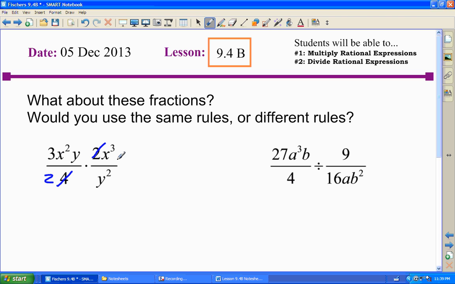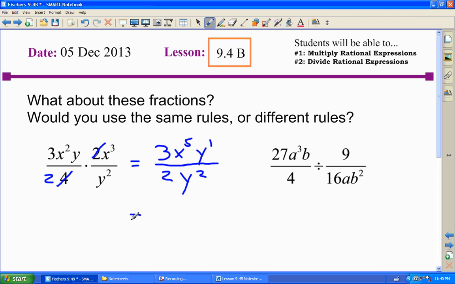Now I can look at my exponents here. Okay, can I cancel anything, x and y? Well, I could, but let's just simplify it first. I get 3/2 for my coefficients. X squared times x cubed, I add those, so I'm going to get x to the 5th. The y is left over. That's really y to the 1st. The only thing on the bottom here with variables is y squared.